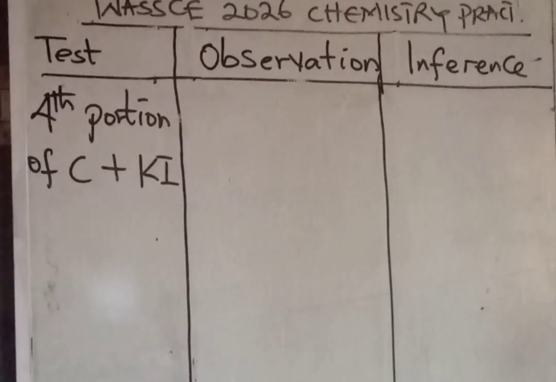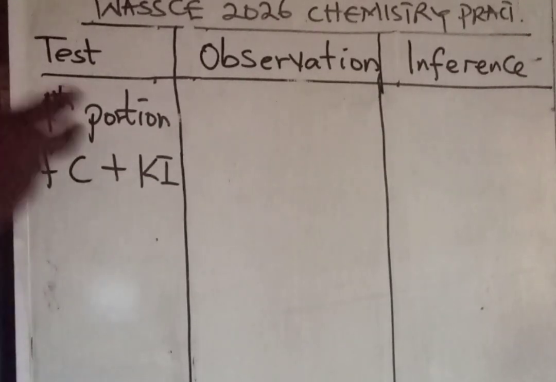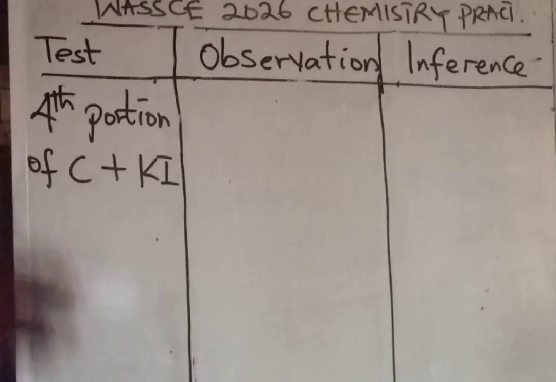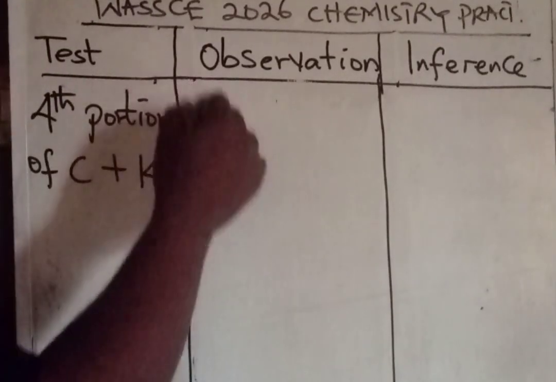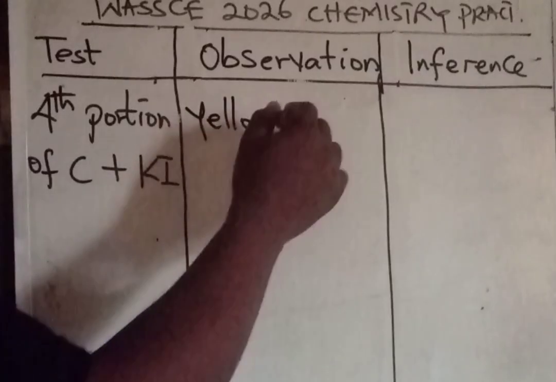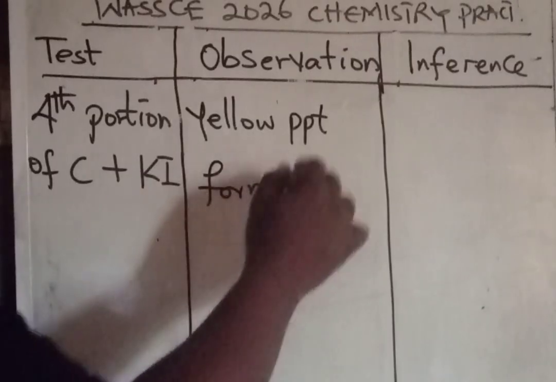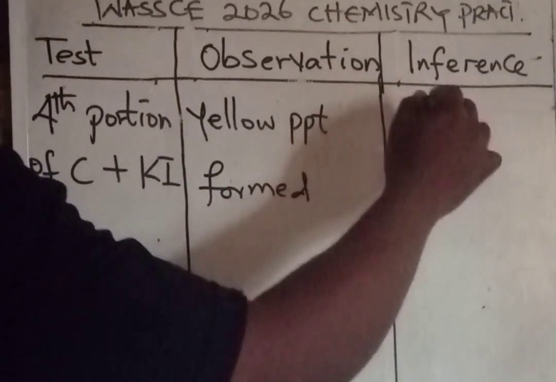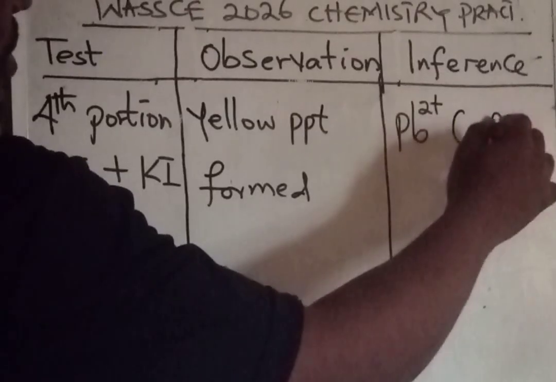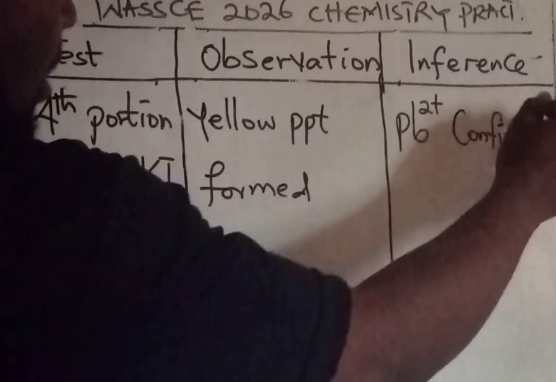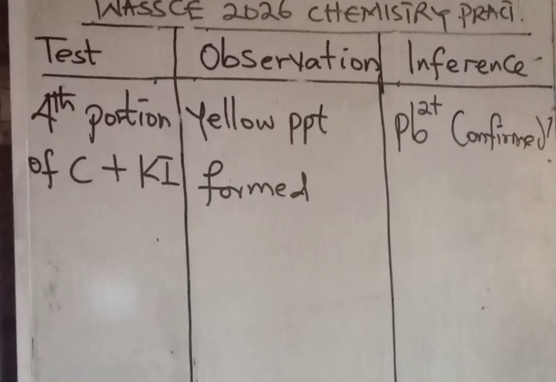Another test that can be carried out to detect the presence of lead-2 ion in solution is with potassium iodide. This one is the confirmatory test for lead-2 ion. You'll be asked to add potassium iodide to a portion of C. When that happens, you will observe a yellow PPT formed. When you see that, it means lead-2 ion is confirmed. That's a confirmatory test for lead-2 ion.